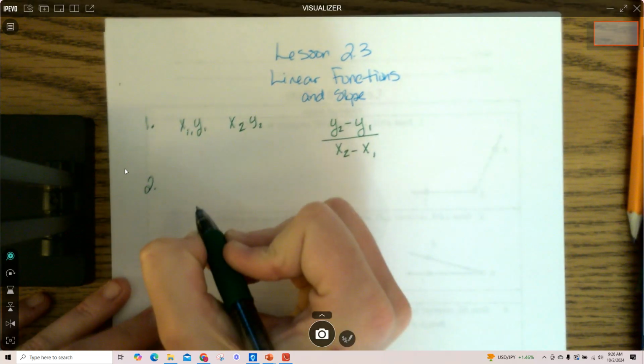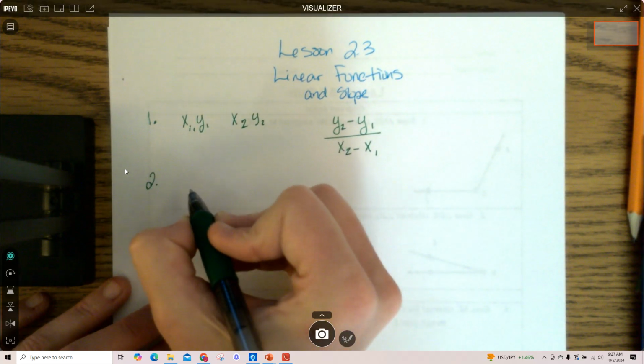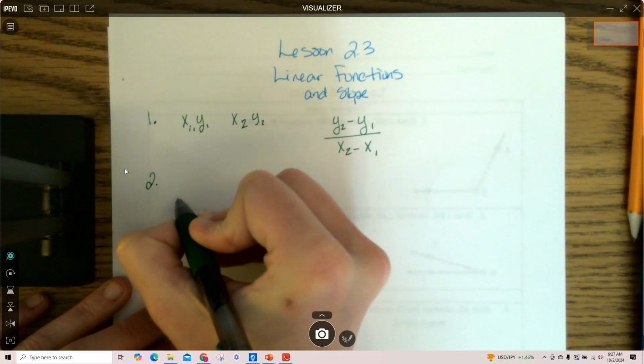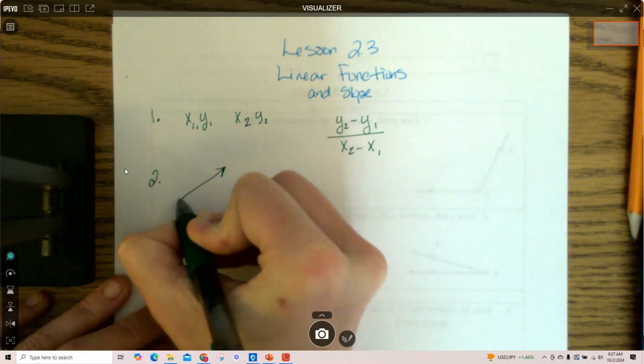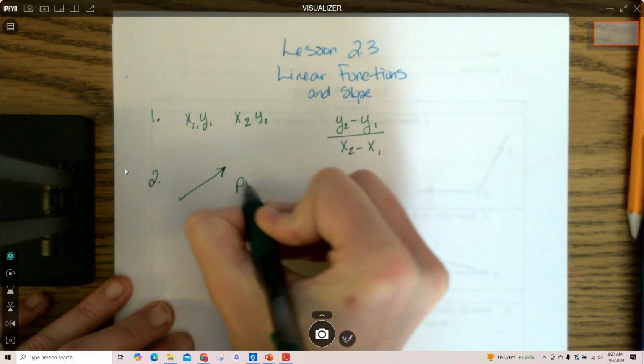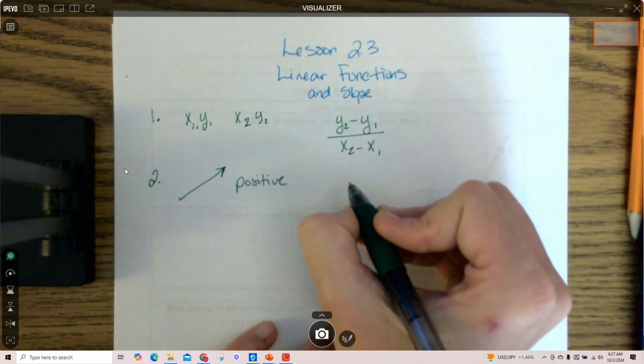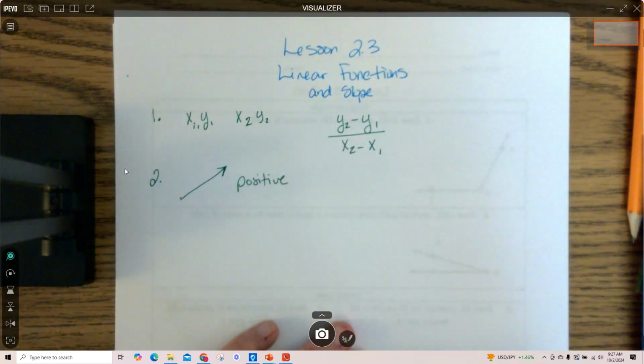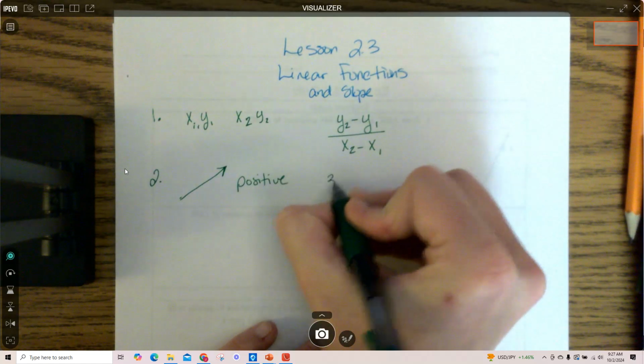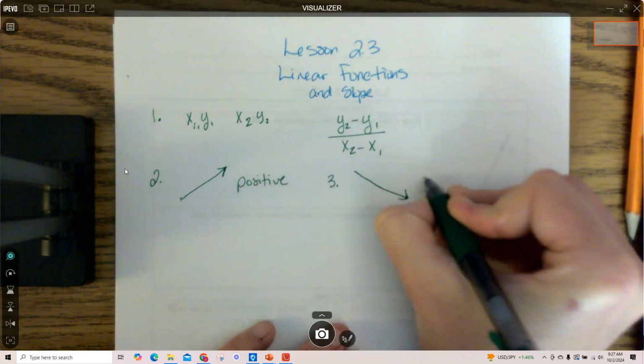All right, number two. If a line rises from left to right, the line has a blank slope. Like this, rises from left to right. That's a positive slope. Okay, number three. The line falls from left to right, it's a blank slope. It says it falls, so that's a negative slope.